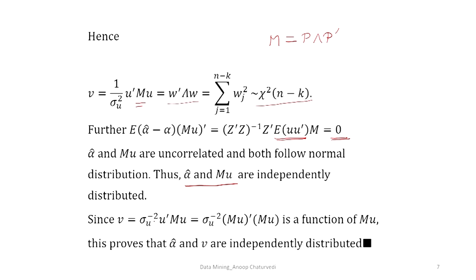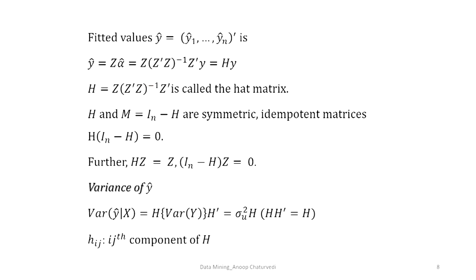Now, V is equal to 1 upon sigma square u, u transpose m u, and you can write it as 1 upon sigma square u, mu transpose mu. So, this is a function of mu, and since alpha hat is distributed independently of mu, it is also distributed independently of V. Now, we consider the fitted values. Say y hat is equal to y 1 hat, y 2 hat, so on y n hat. Now, your model is y equal to z alpha plus u. Then the fitted value of y is obtained as you replace this alpha by alpha hat, and then we substitute the value of alpha hat. So, this is equal to z, z transpose z inverse z transpose y. And then we write h equal to z, z transpose z inverse z transpose, so that y hat is equal to h y.